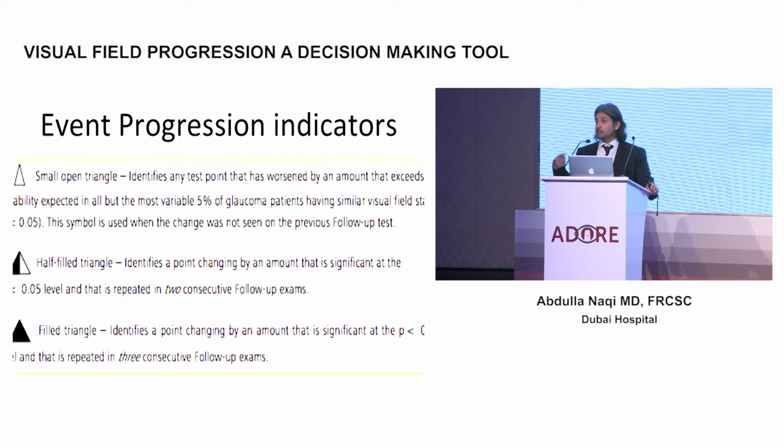And if it shows up in the second visual field test, it will be half filled. And if it shows in the third, then that means that this scotoma is consistent, reproducible and significant. So one of the take-home messages here is that a new scotoma is not a new scotoma until it has reproduced itself twice or three times.